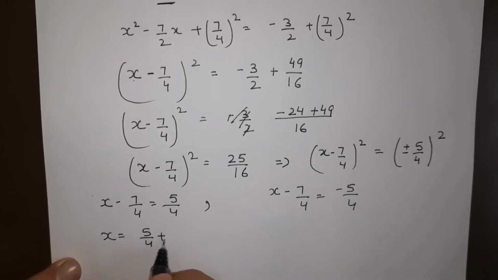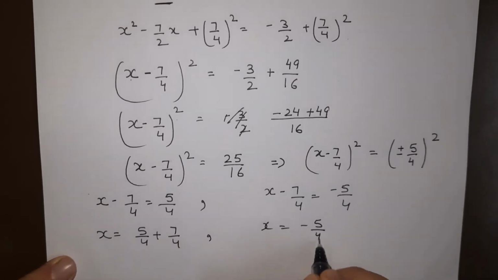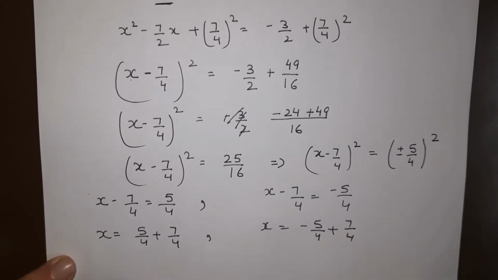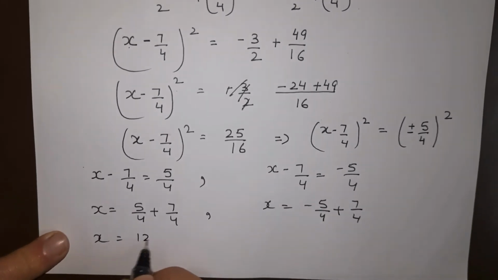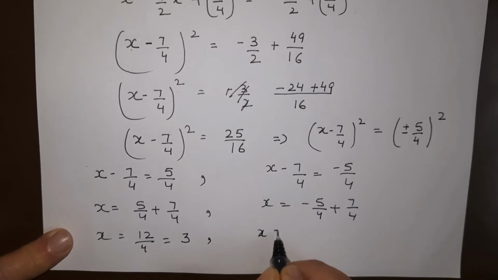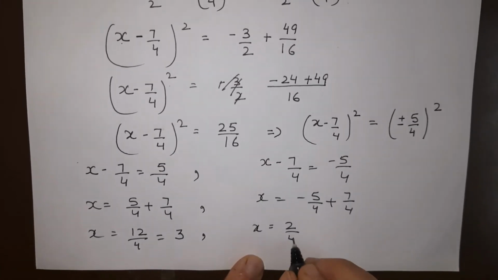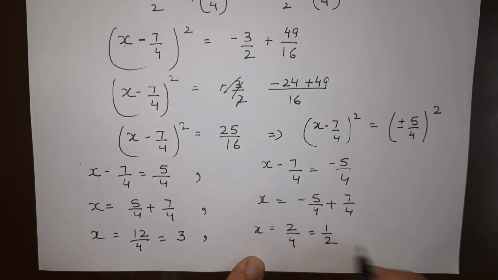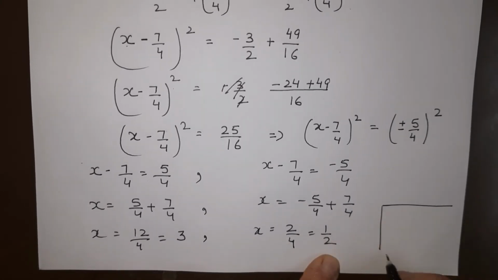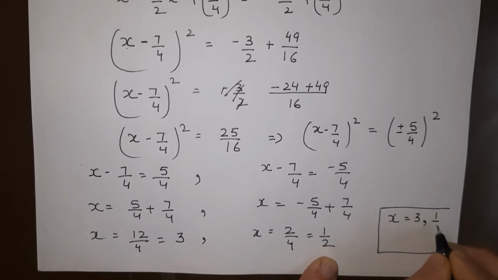This is 5 by 4 plus 7 by 4. This is minus 5 by 4 plus 7 by 4. So this will be 12 by 4, which is equal to 3. This is 2 by 4, which is equal to 1 by 2. So our answer is: the value of x is 3 and 1 by 2.